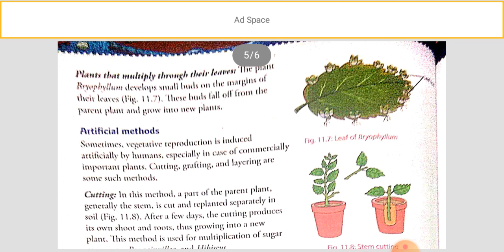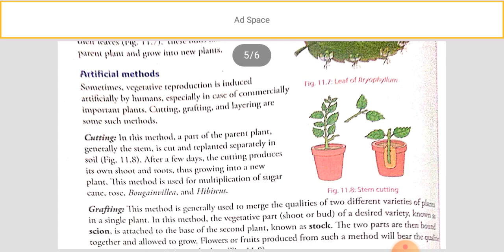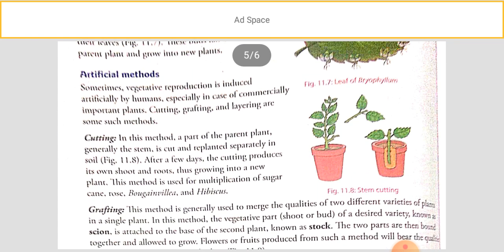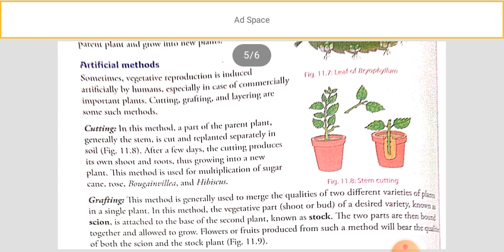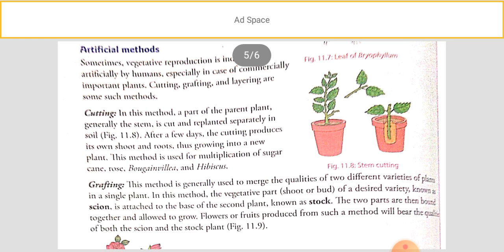In these, buds fall off from the parent plant and grow into a new plant. So these were all the natural methods. Now we will see some of the artificial or man-made methods which are used to multiply the plant.